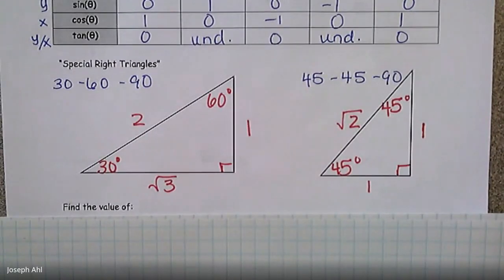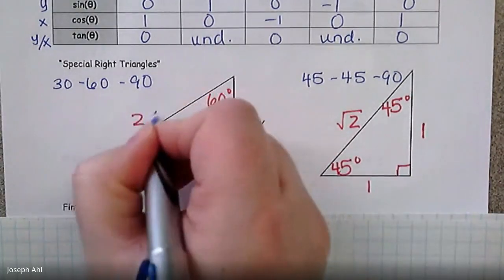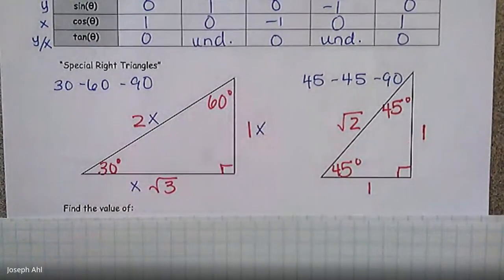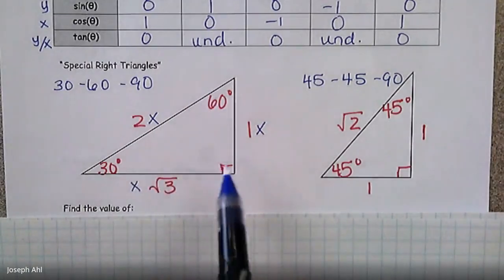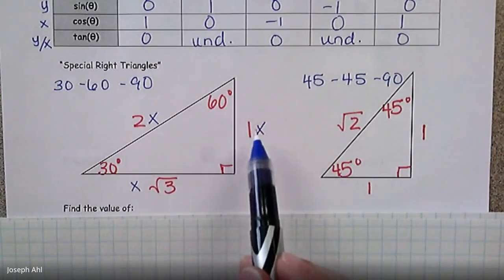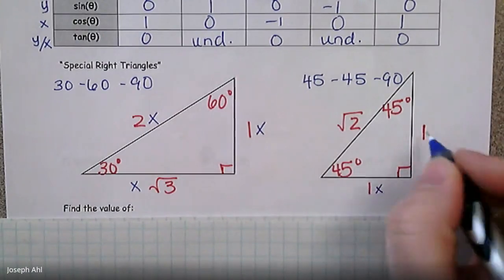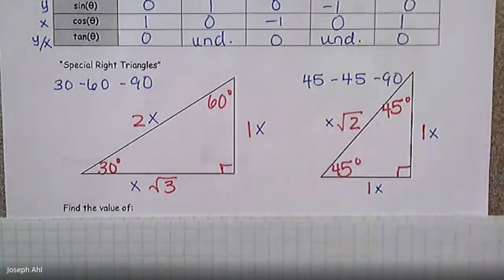In fact, you might remember these as having x's next to them. So maybe this is 1x, x radical 3, and 2x. A 30, 60, 90 pattern would always fall into this ratio of sides. So for example, if x was 2, it would be 2, 2 radical 3, and 4. But for our purposes, we're going to assume that x is 1. That's going to be the easiest thing for us to do, is assume that x is 1 and go with the values that are just listed in red there.